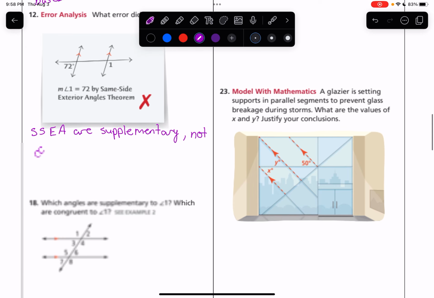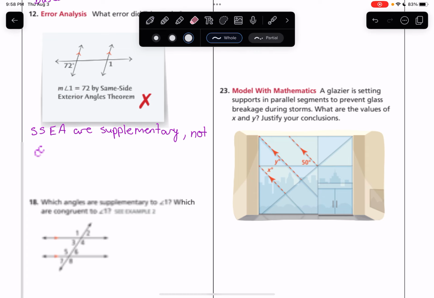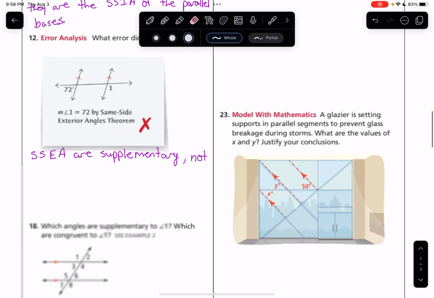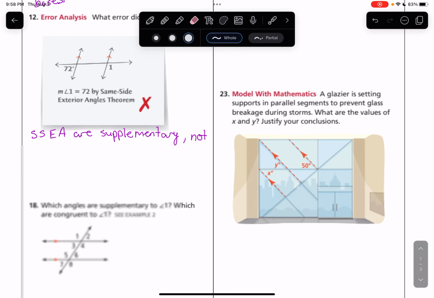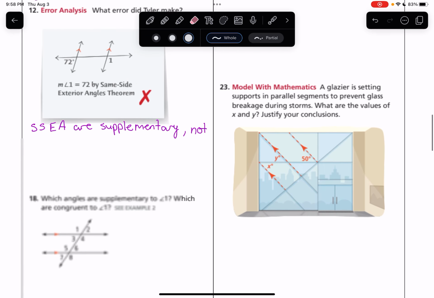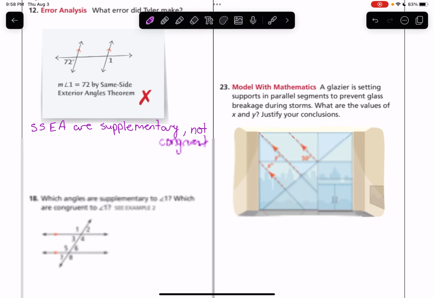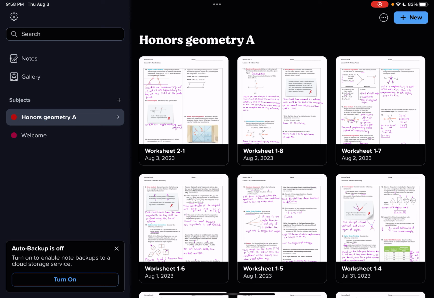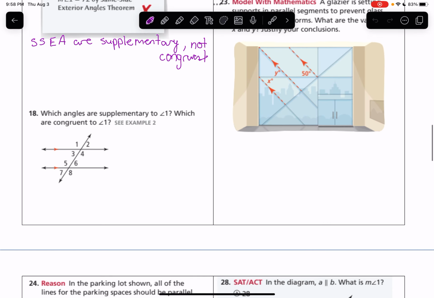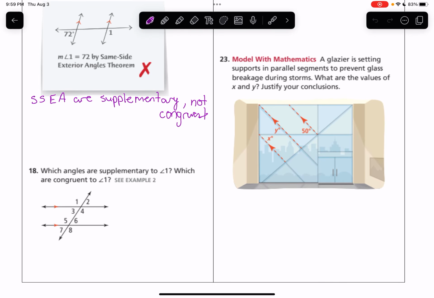Why is part of my picture very blurry? Okay. Not congruent. And so the measure of angle 1 should be equal to 180 minus 72, which is 108 degrees.